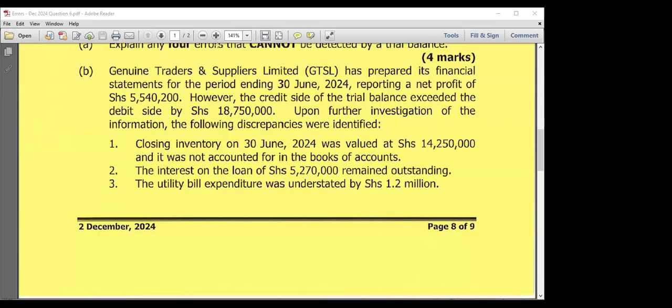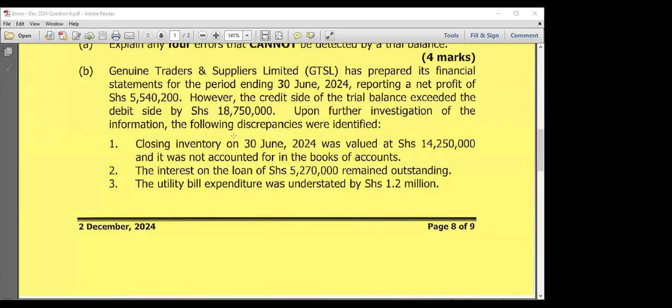So which means you have understood the concept. It is on the debit side because the credit side exceeded, which means the credit side was bigger. It had a bigger figure by 18,750,000. Upon further investigation of the information, the following discrepancies were identified. The examiner will try to use English to confuse you. So when they say discrepancies, it means errors.